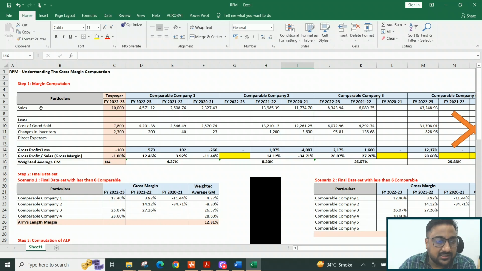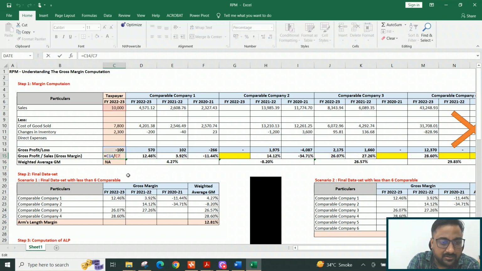As you can see, this is sales or revenue from operations. So here I have computed the taxpayer's gross margin, which is right now coming at 1%, that is sales less cost of goods sold and changes in inventory. Direct expenses I have not kept here right now. I'll explain why, but after that the gross profit comes at minus 100 and the gross profit on sales is 1%, right?